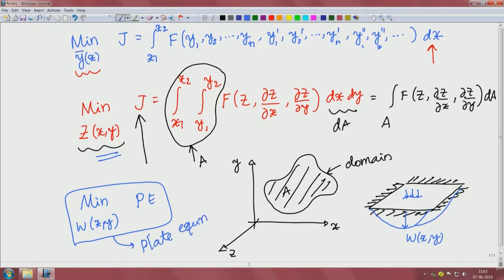You are most likely familiar with the beam equation and how it is derived and so forth. Now, we can also do the plate equation if we know how to write the potential energy and minimize it with respect to w(x, y), which is a function of two independent variables x and y. That is a problem we will consider now.